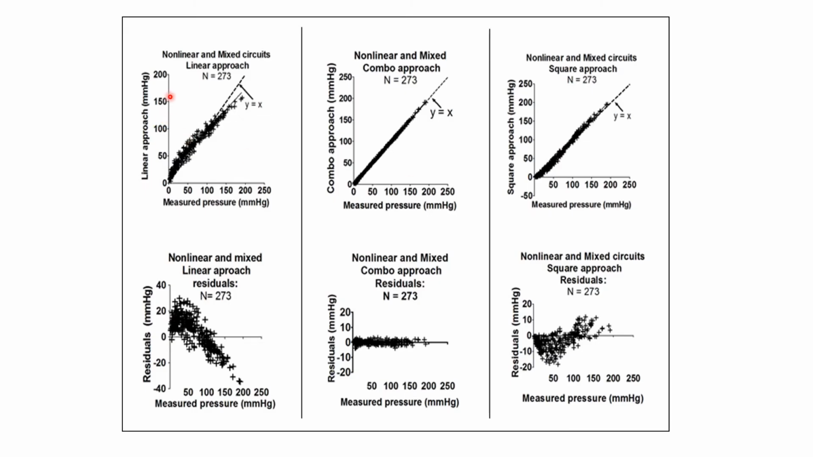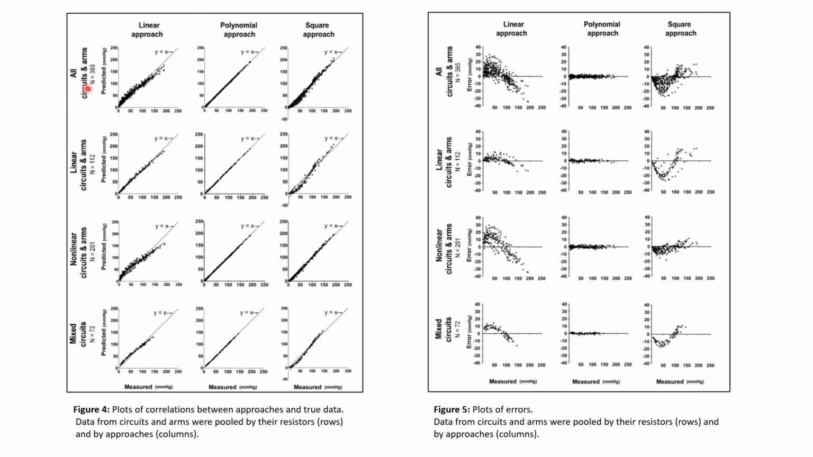And I did that for many analyses. Here, 273 points. And then for all the 385 points, you can see that here it's called the polynomial approach, which is the combo approach, the parabolic approach. So you see how in the target there's no dot outside that point. And for the error it's the same thing, because these graphs correspond to these graphs here.